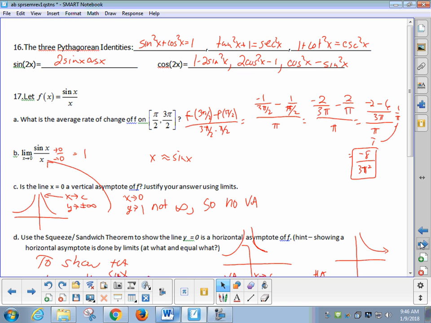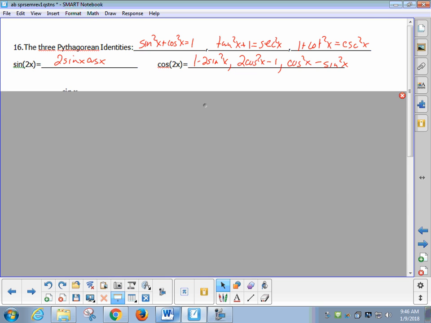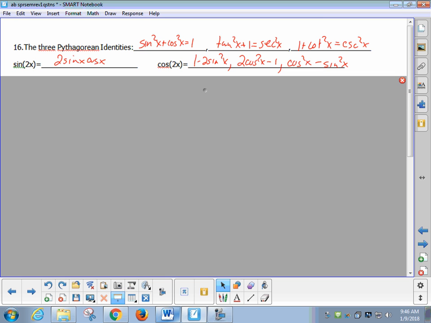All right. Go through this. You learned a ton of identities last year. These are the main ones that you really have to know for AP calculus and for this semester.